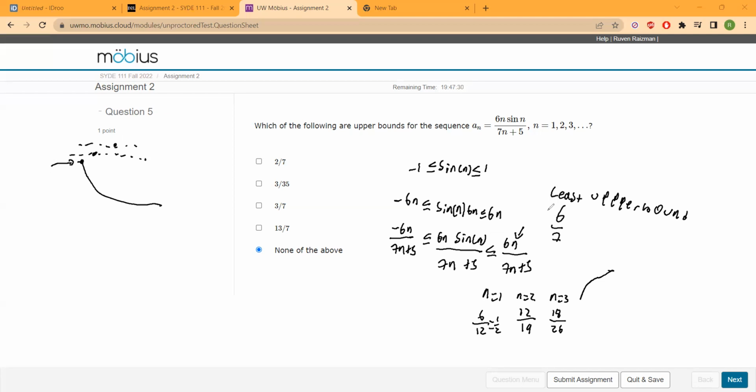So now what we're looking for is just things that are bigger or equal to 6 over 7. So 2 over 7 is smaller than 6 over 7. 3 over 35 is smaller than 6 over 7. 3 over 7 is smaller than 6 over 7. But 13 over 7 is bigger than 6 over 7. That means that it's also going to be its upper bound.